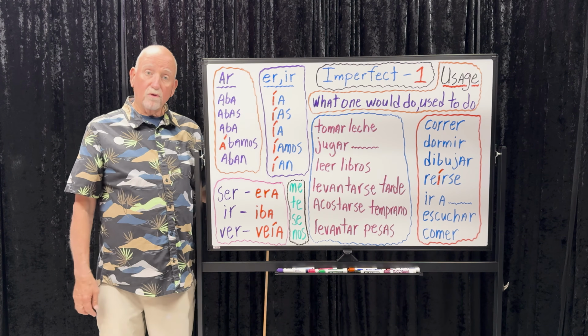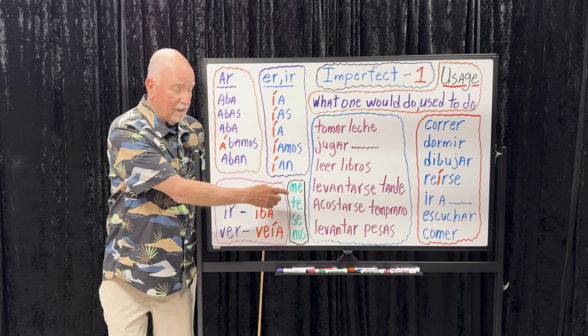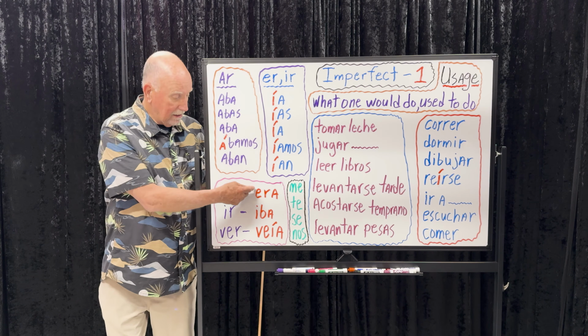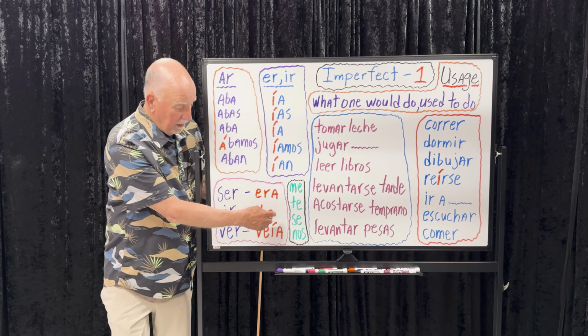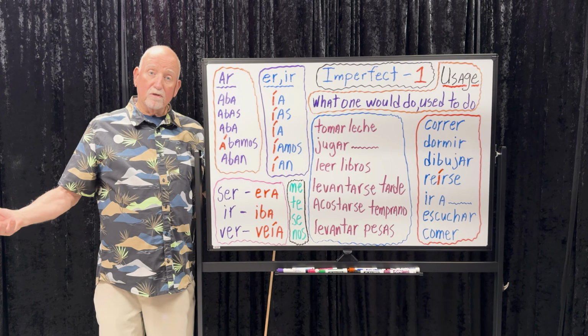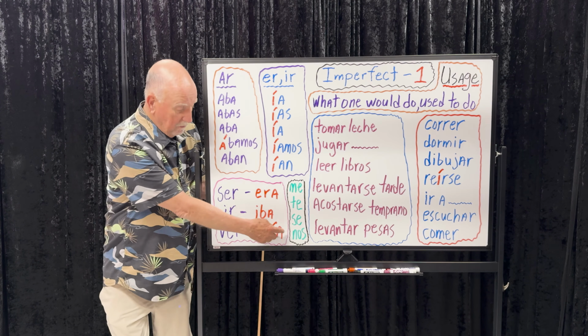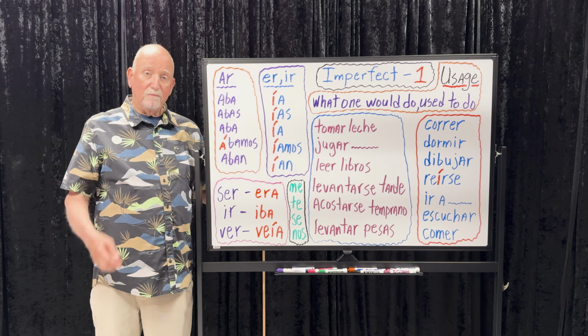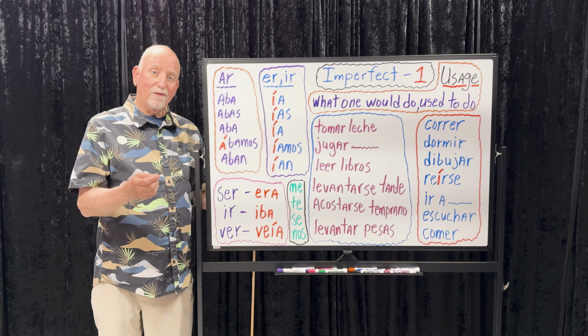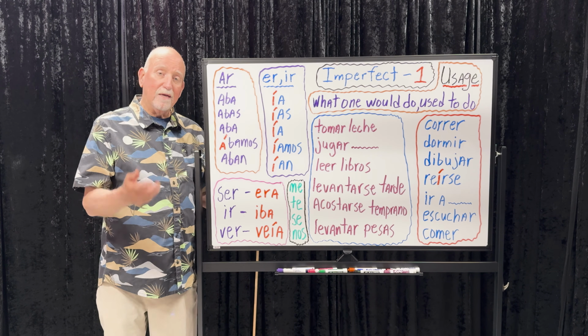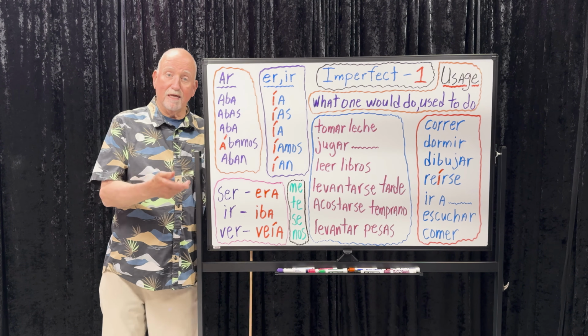And then if you want to go to the we form, put an MOS on the end. Mos. Put an accent on the E. Éramos. Put an MOS on the end here. Íbamos. We used to go. Right here, put an MOS on the end. Veíamos. We are blessed with patterns that keep repeating themselves in the Spanish language.